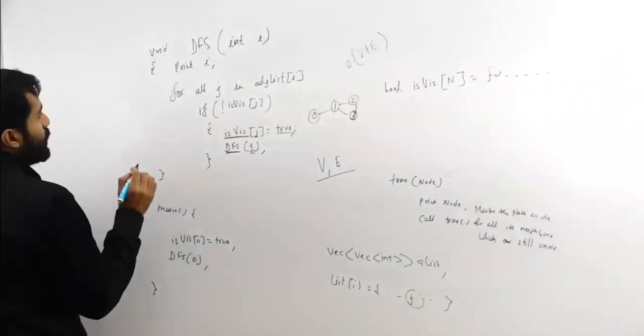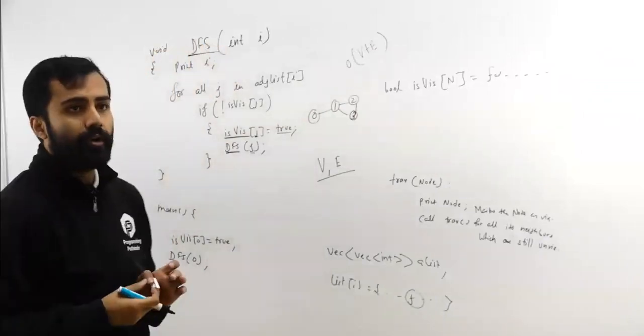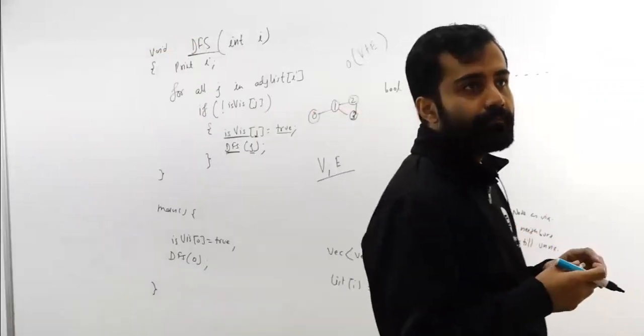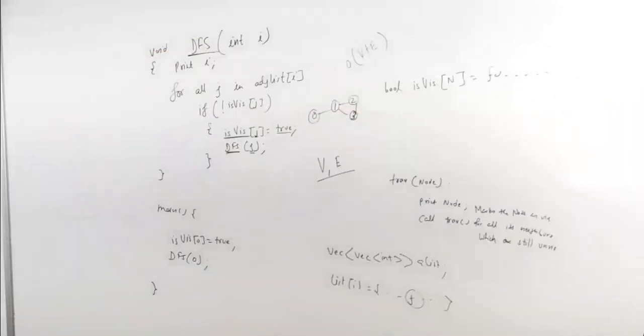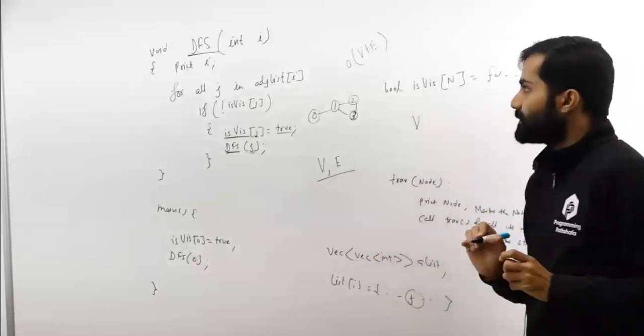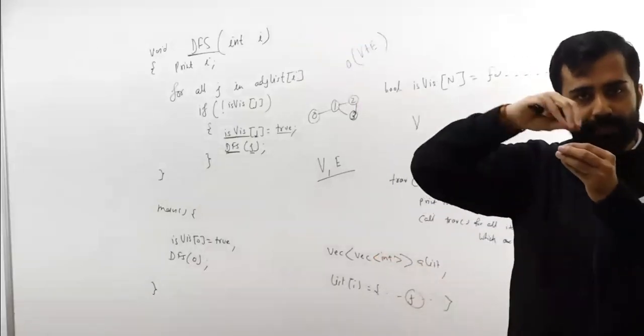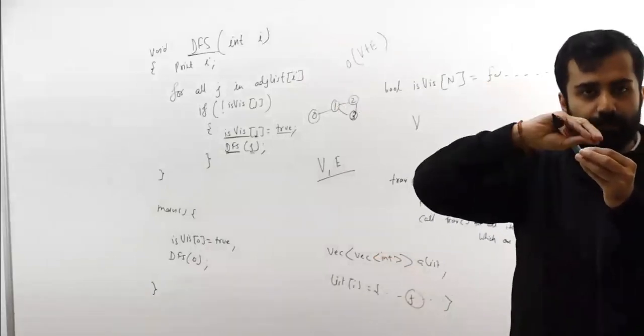Okay, let's take a look here. DFS function, how many times will it be called? If there are V vertices, how many times will it be called? This is a simple question. It will be called V times. If there are V nodes, it will be called V times because you never repeat something. You mark it as visited and you never repeat a call.